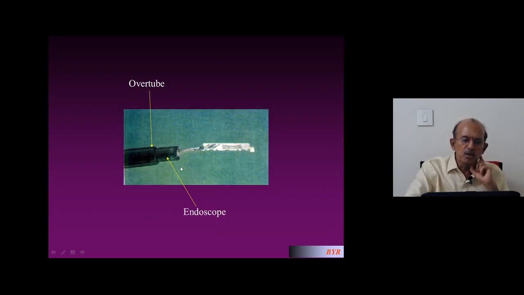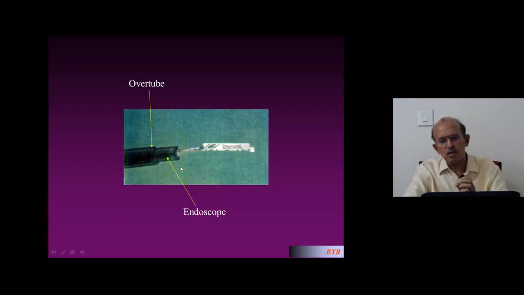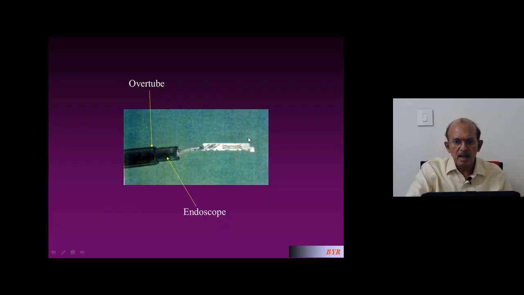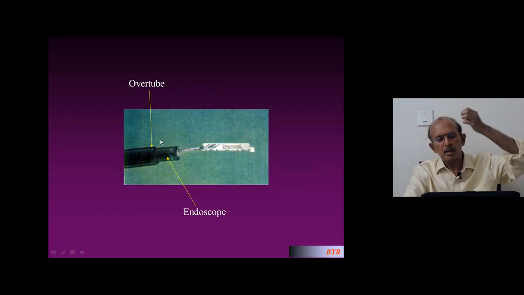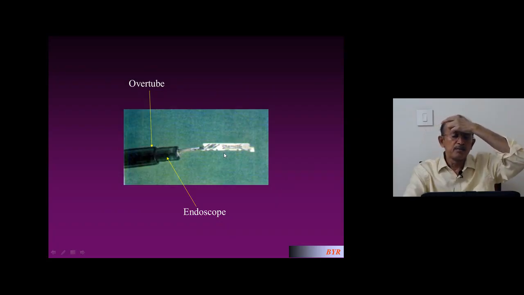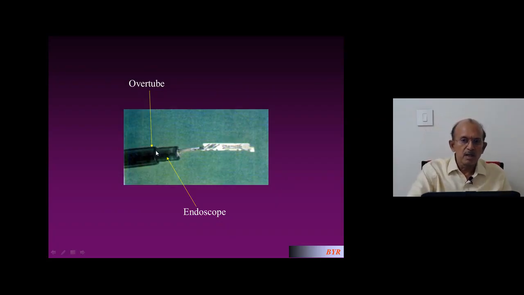So what you do is you pass a tube over the endoscope, and you slide this tube downwards. This is called an overtube. What happens? This tube will come like this and enclose this foreign body. Then you remove the whole assembly. That is not going to injure the gut. So this is called the overtube.